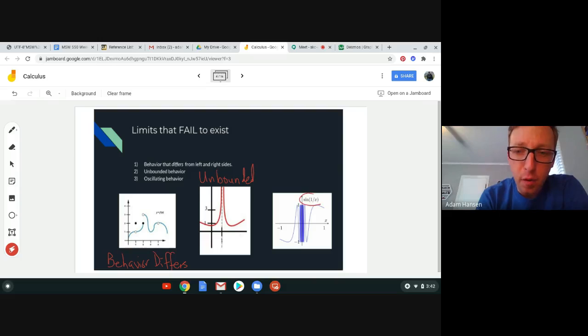An example of that would be sine of 1 over x. As x gets closer and closer to 0 from the left and from the right, the function bounces back and forth between 1 and -1. Sometimes it's approaching 1, sometimes it's approaching -1. Because it's not approaching the same number from the left and the right, the limit doesn't exist because of oscillating behavior. We'll see an example of that here in a second. I think I actually look at sine of 1 over x.